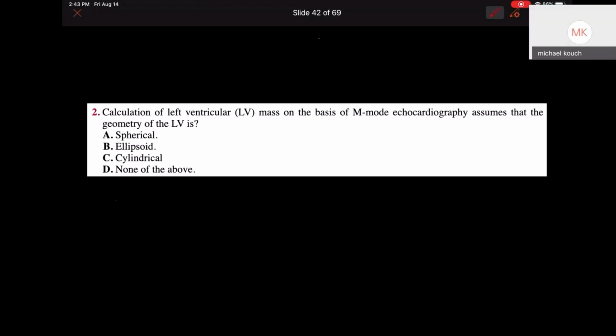Calculation of the left ventricular mass on the basis of M-mode echocardiography assumes that the geometry of the LV is spherical, elliptoid, cylindrical, none of the above.